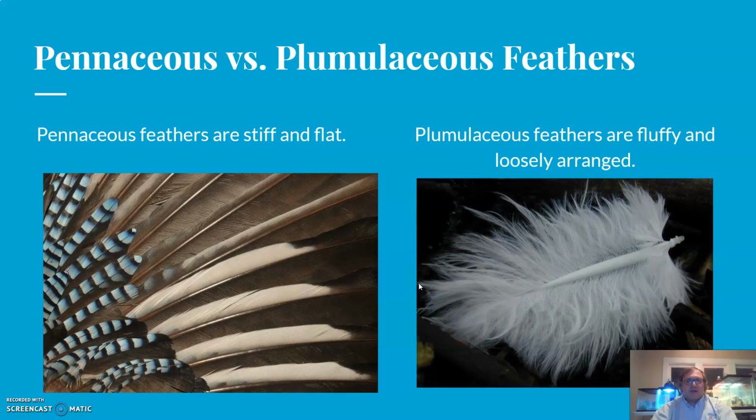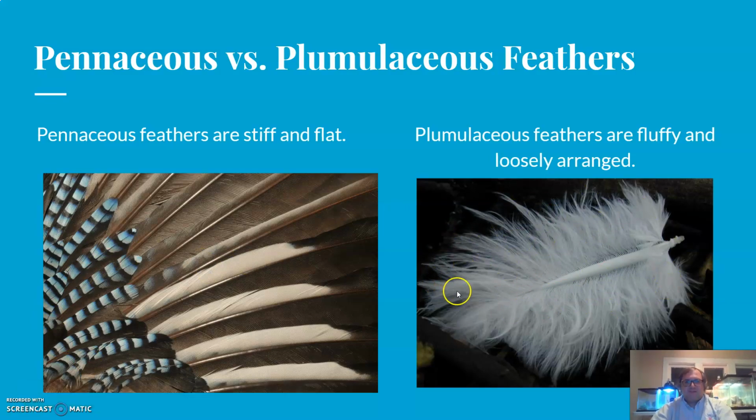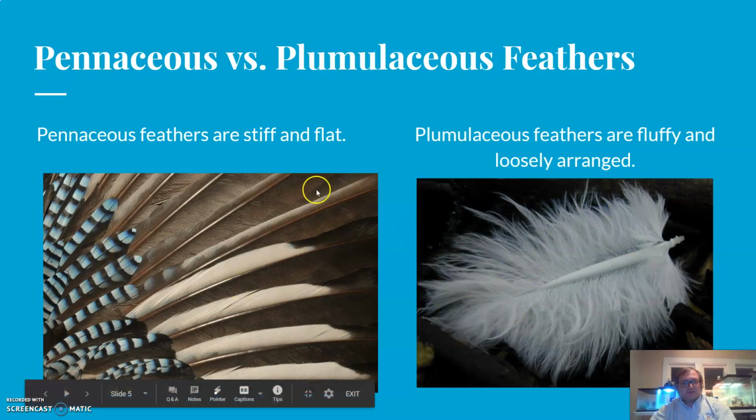When we talk about feathers, there's basically two classifications of the structures and how they look: pinnaceous versus plumulaceous feathers. The pinnaceous feathers are stiff and flat. These are the ones that we tend to see more on the exterior of the bird. And then closer to its body, these are the plumulaceous feathers. They're fluffy and very loosely arranged. And again, these ones are a little bit more for insulation. These ones are a little bit more for that water repelling quality.